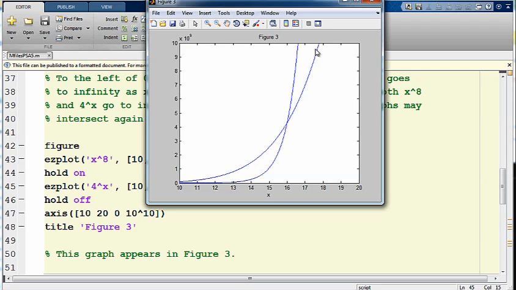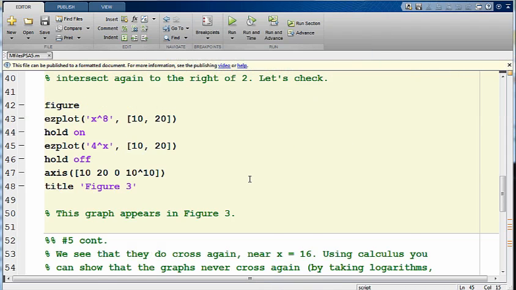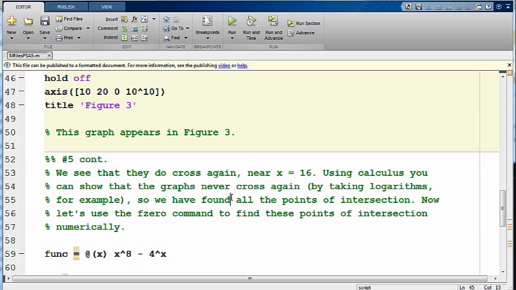Could they intersect yet again? In fact, not, and that is explained here. We see that the graphs cross near x equals 16. Using calculus, you can show that the graphs never cross again, for example, by taking logarithms. So in fact, we have found all the points of intersection. There are 3 of them. There was one near -1, one around 1.2, and one out at 16.